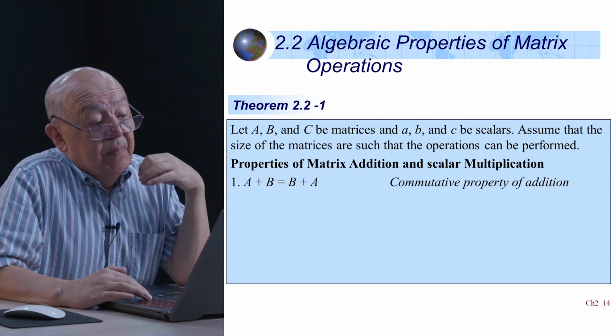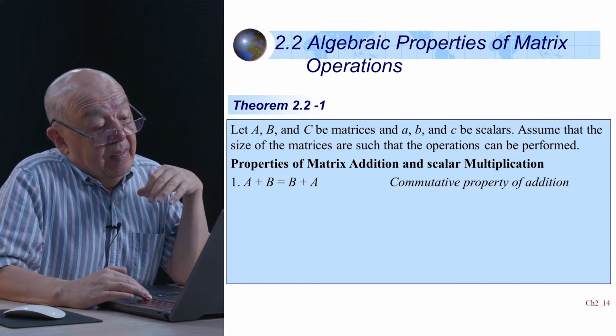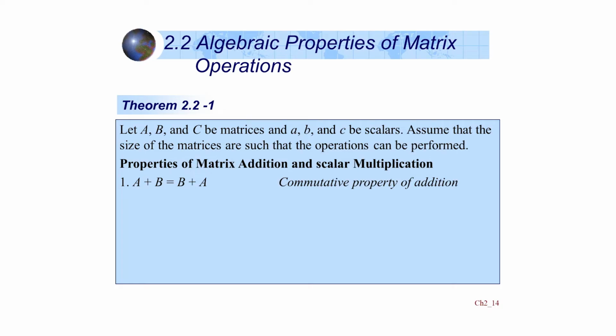Okay. When we say sizes are good, for the first property this means that matrices A and B have the same size. You know that. Then A plus B is defined, B plus A is defined, and this theorem is saying that they are indeed equal. Easy, because of commutativity of addition for numbers.